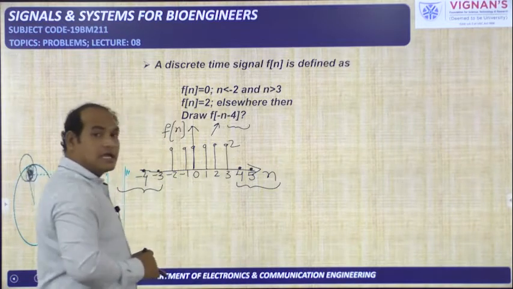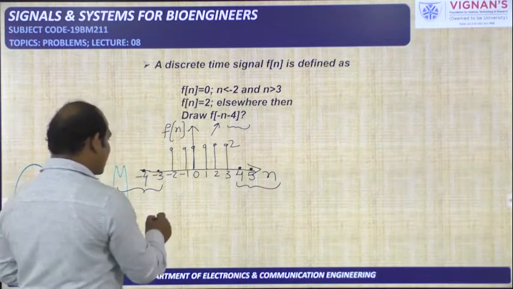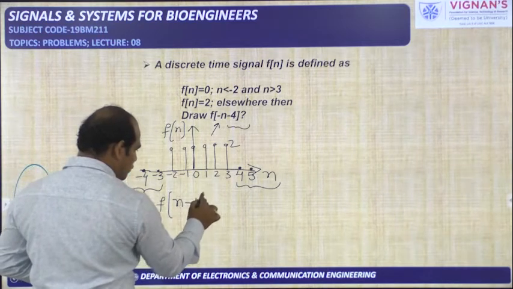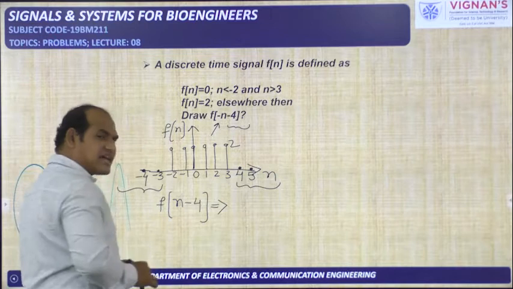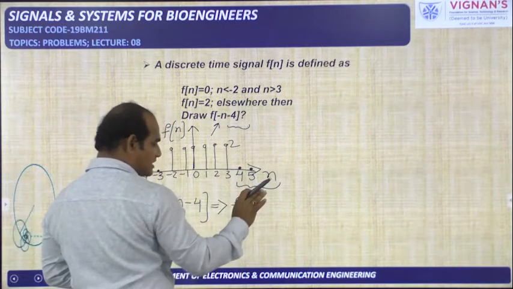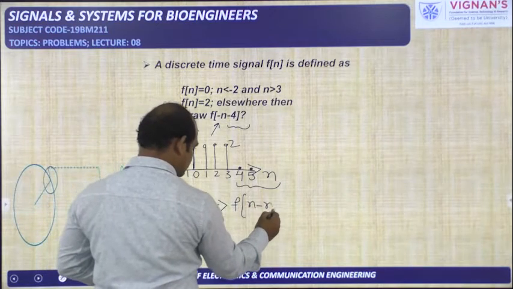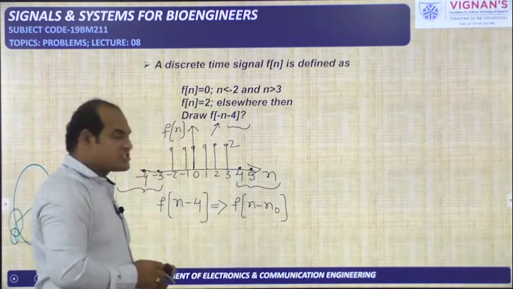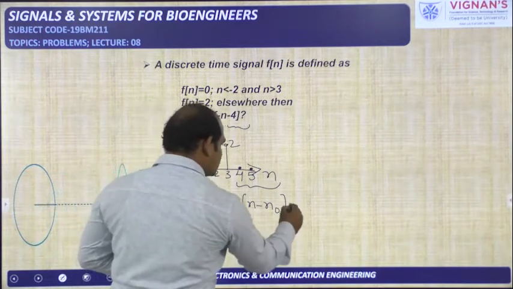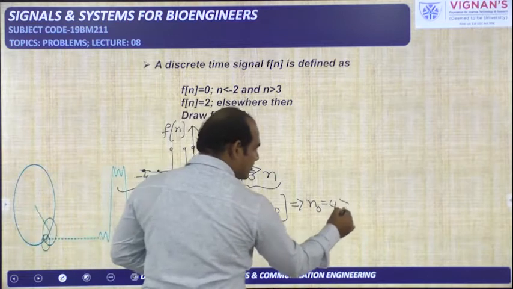Now we need f[-n-4]. So first, what do I need to apply? The shifting operation. By default you take the shifting operation first. That means I am going to draw f[n-4]. Because it is a time shifting operation, I need to compare this with f[n-n0]. In case of continuous time, it is f(t-t0) or x(t-t0). Now by comparing these two, I got n0 value is 4, which is greater than 0.